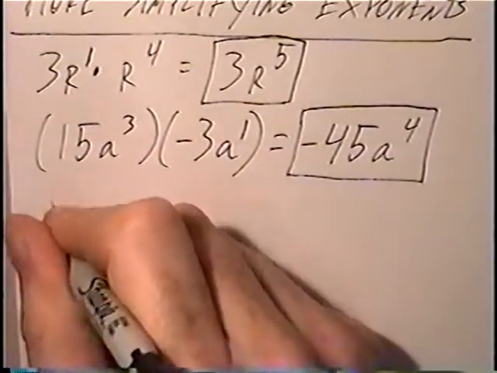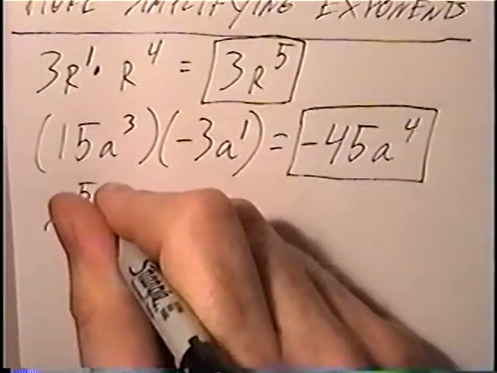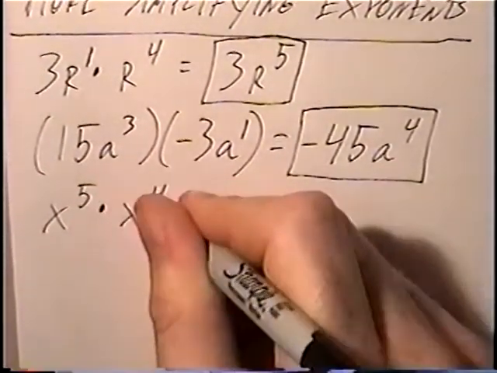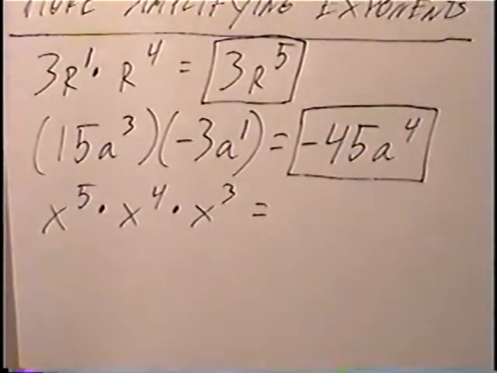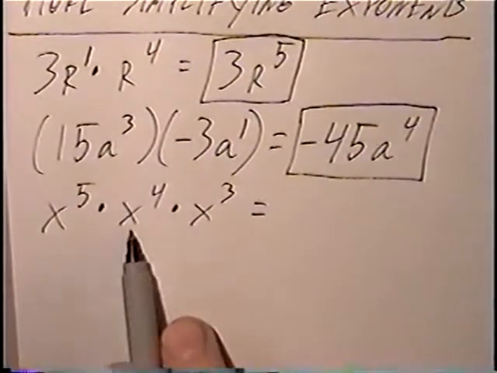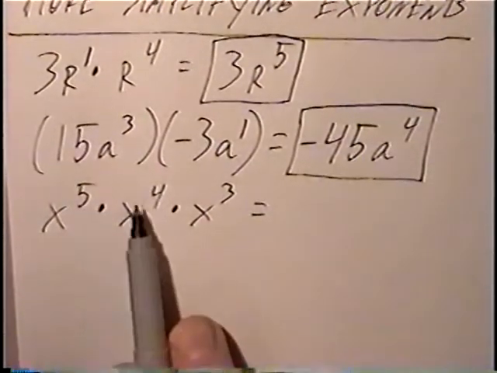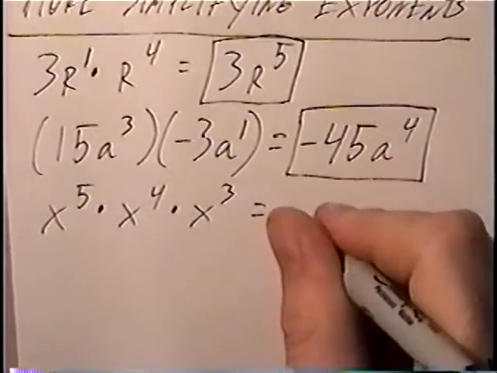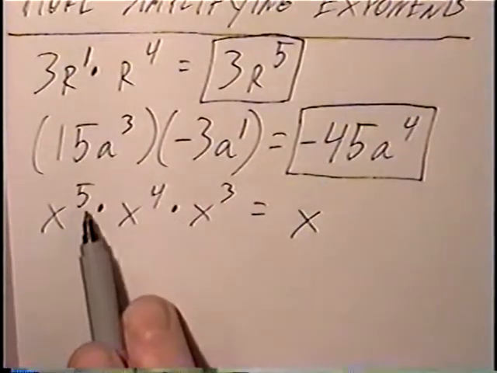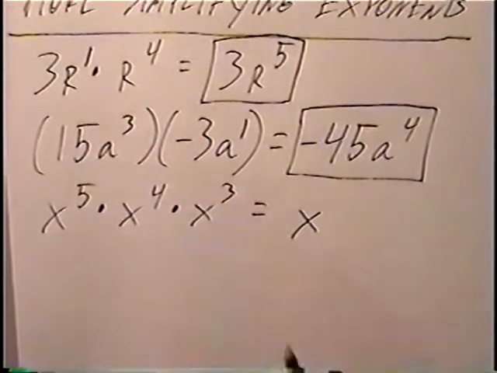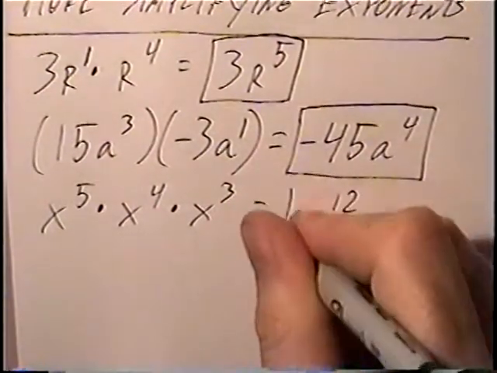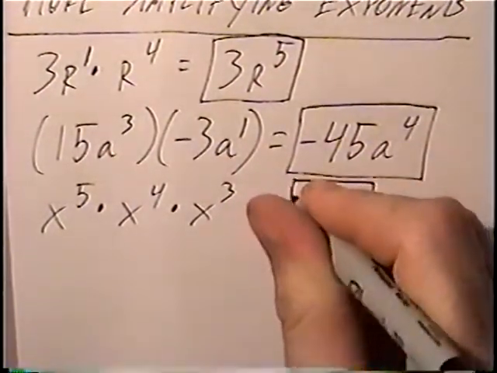Next question, x to the fifth power times x to the fourth power times x to the third power. In this question, all the bases or variables are the same, so we can add all the exponents for our final answer, which would be x to the exponent of 5 plus 4, which would be 9, plus 3 more would be 12. So x to the 12th power.